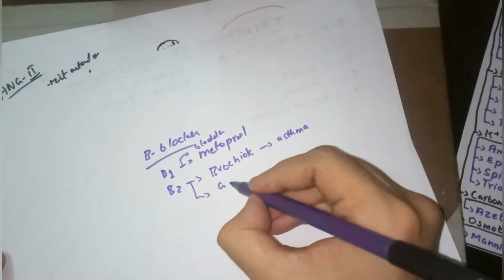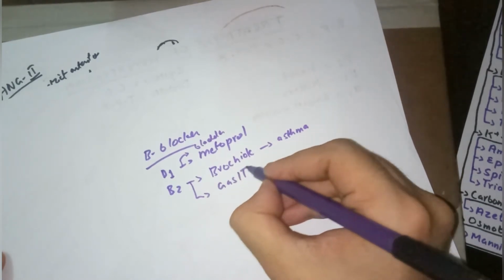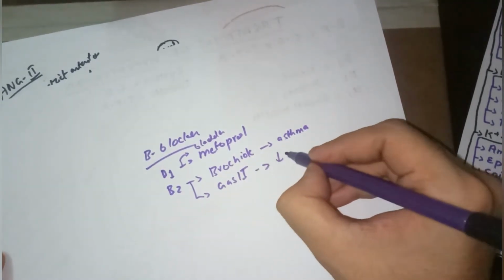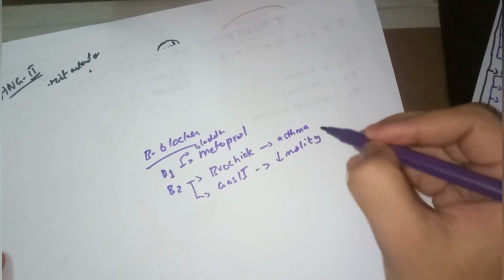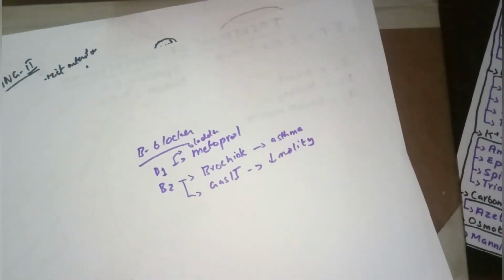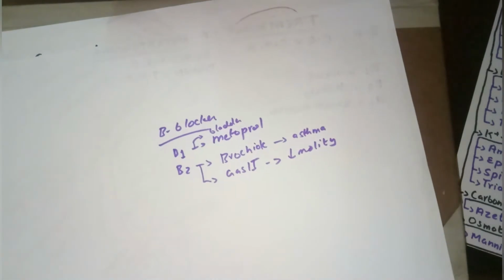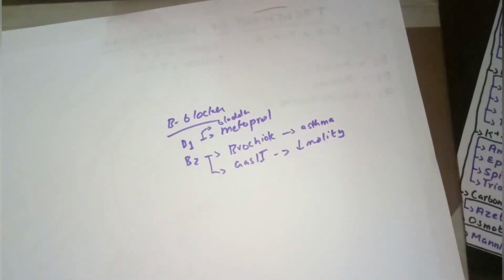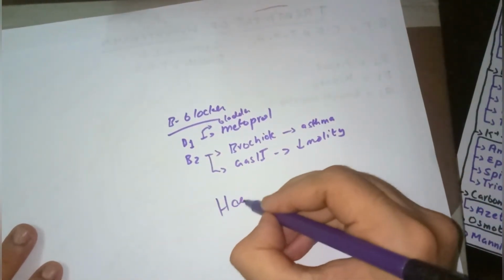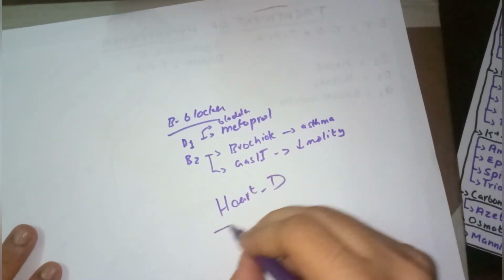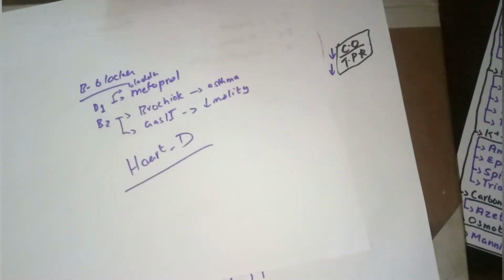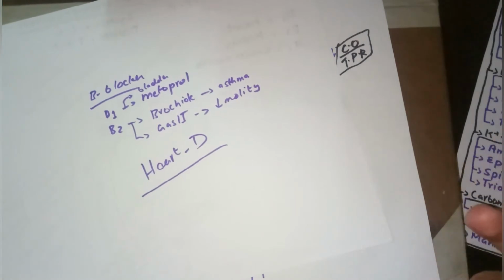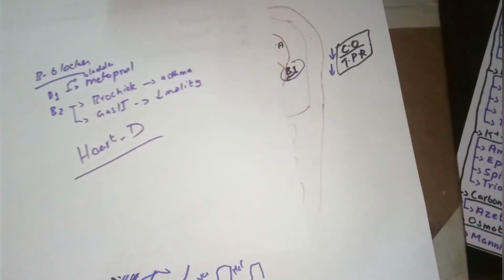Beta 2 is also present on the GIT, and it decreases motility. If we give it, the person will also have diarrhea. So it is not good to give beta blockers. But if someone has severe heart disease, only in heart disease you can give it. In severe heart diseases like ischemic heart disease, ventricular failure, tachycardia, anything like this.